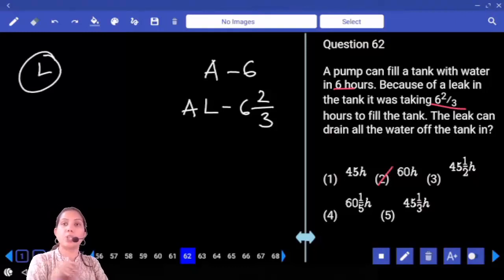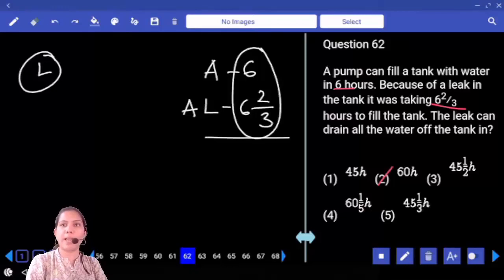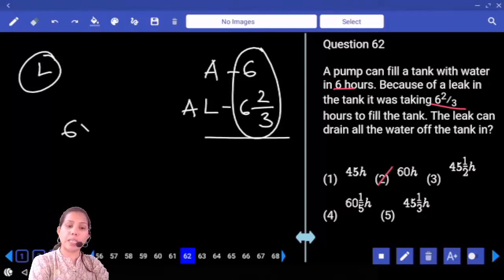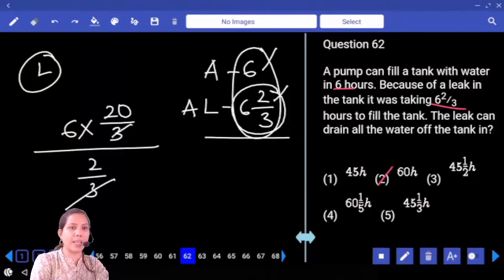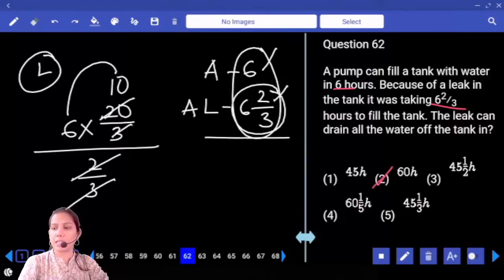So directly your statement is product of these two numbers divided by difference between the two numbers. Product by difference. What is product value? 6 into 6 2 by 3 means 20 by 3, and difference between 6 and 6 2 by 3? 2 by 3. By 3 cancel, 2 exactly 10 times. So 6 into 10 is equal to 60, second option.